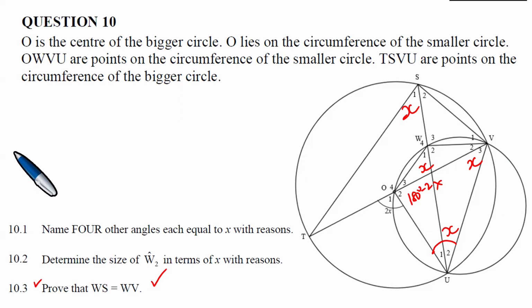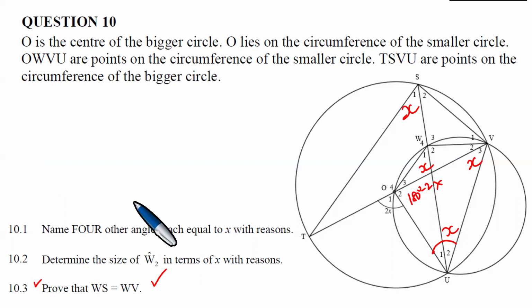We don't know yet. But now we're asking a question. Prove that WS is WV. Okay, here is W, here is S, here is V. Prove that WS is WV.